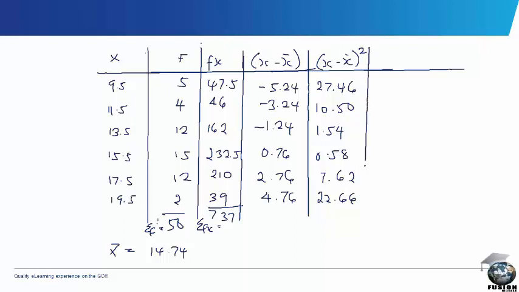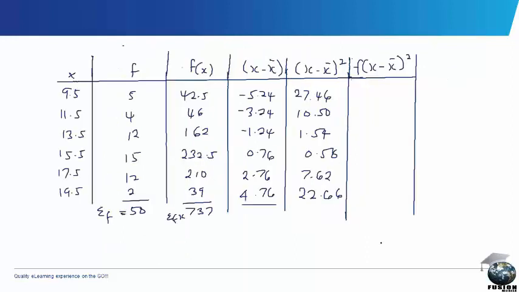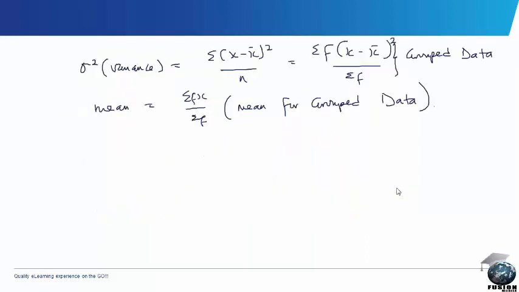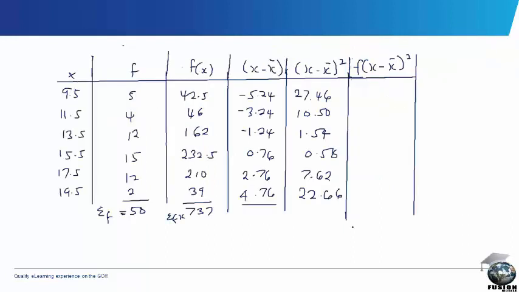The next step is to multiply by f. What we are trying to do is find the numerator of the grouped data variance, where we have summation f times (x minus x bar) all squared. All we have to do now is multiply the frequencies by the squared differences, this column multiplied by f.